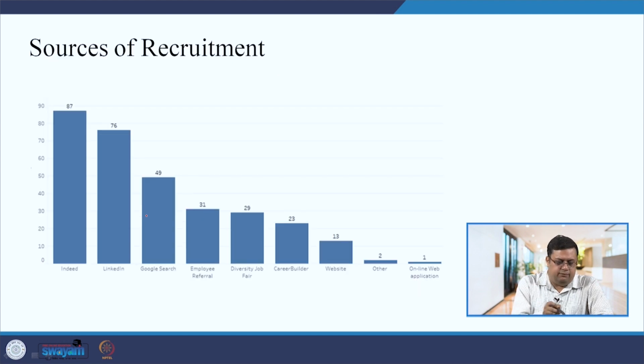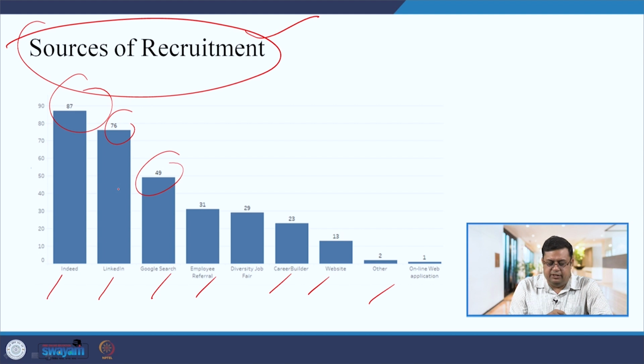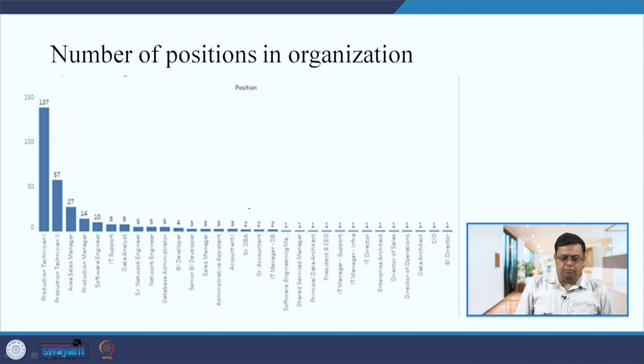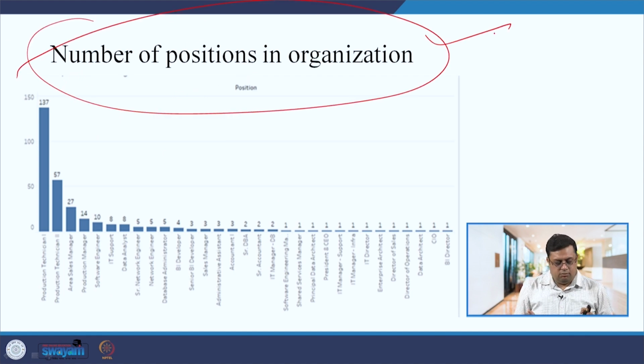Next graph talks about the sources of recruitment. So what are the various sources of the recruitment? So again you can see all sources are mentioned and how many applications we have received from the various sources. So for example, from Career Builder we have received 23 applications. Number of positions available in the organization. So now according to the positions, how many positions are available. So once the x-axis you have written all positions names, on y-axis number of positions are there.